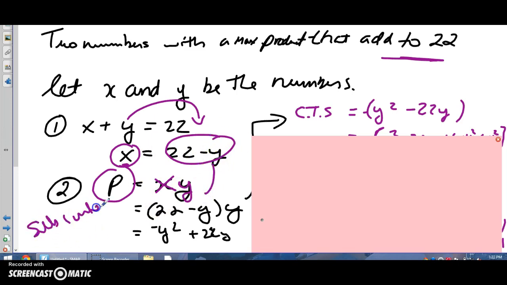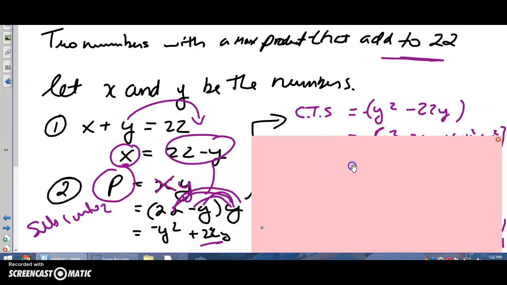So sub 1 into 2. x is replaced by 22 minus y, and then I multiply y times 22 and y times minus y. And once I rearrange, I end up with minus y squared plus 22y. Make sure you get that. I kind of skipped a step. 22 times y is this. 22 times negative y is negative y squared.